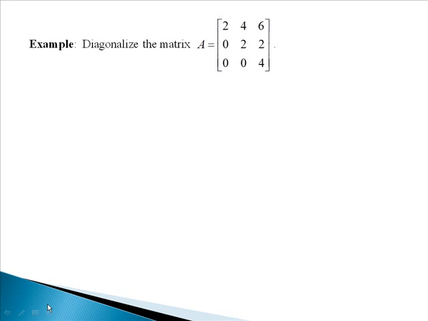Now we're going to look at another example where we want to diagonalize this matrix, and we're going to see something happening a little different in this one. So step 1, we're going to find the eigenvalues of A, and in this case we're told that lambda is equal to 2 and lambda is equal to 4.